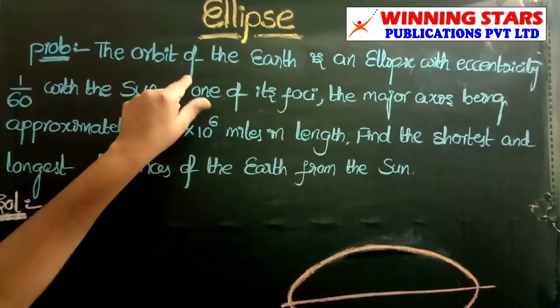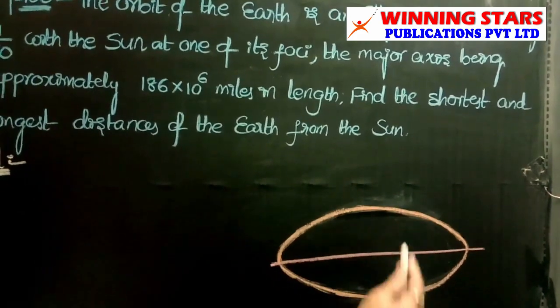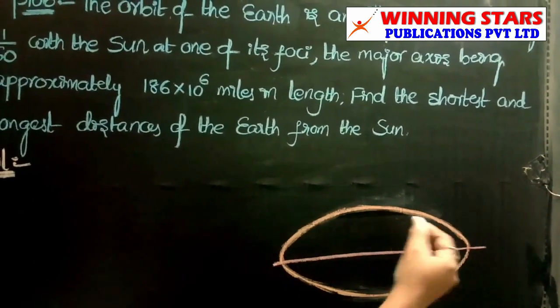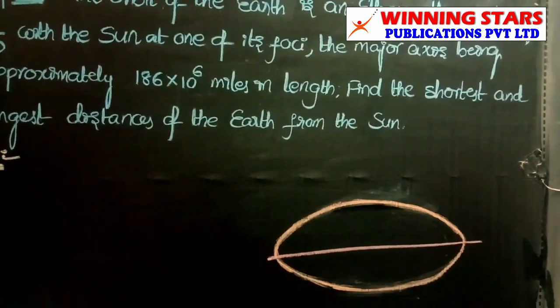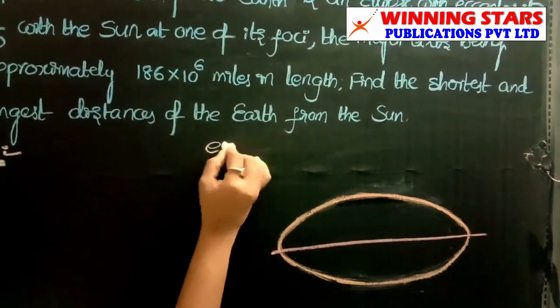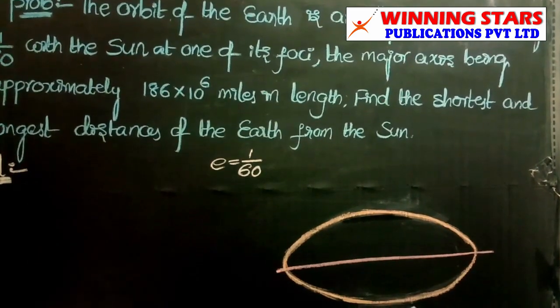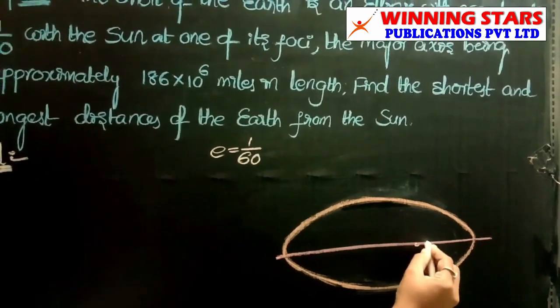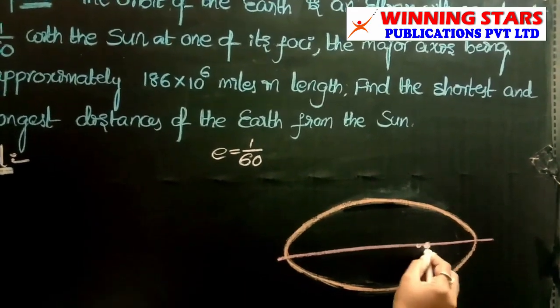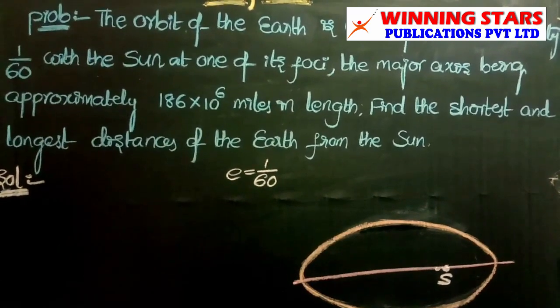So given that the orbit of the Earth is an ellipse, that is, this is the orbit of the Earth, that is, the Earth rotates around the Sun in this orbit. And also given that its eccentricity is equal to 1 by 60, that is, e is equal to 1 by 60. The Sun is at one of its foci. So given that one of the foci is the Sun. So this is the Sun. The major axis being approximately 186 into 10 power 6 miles in length.